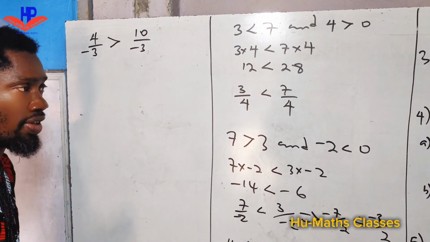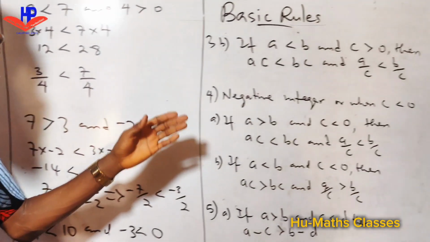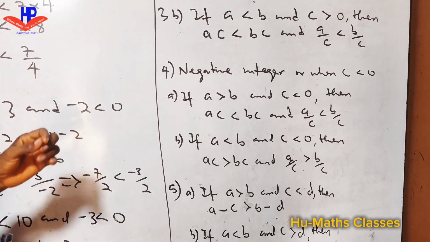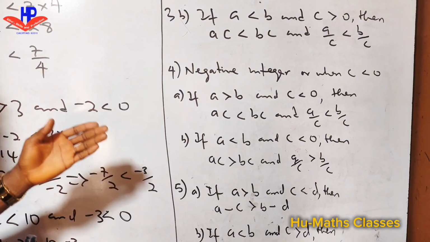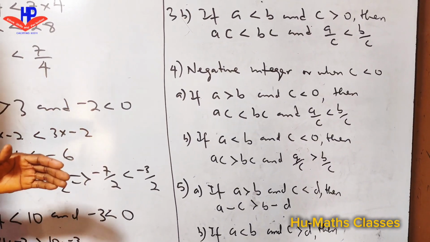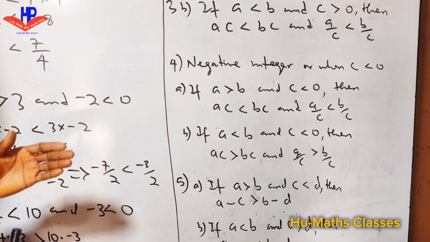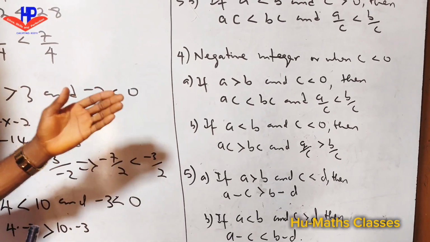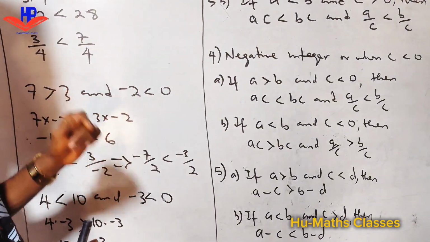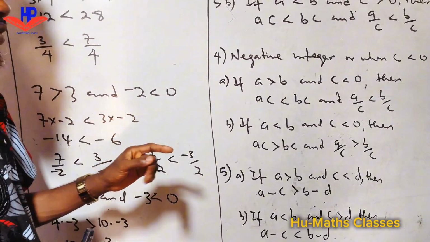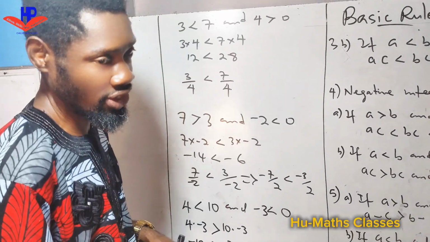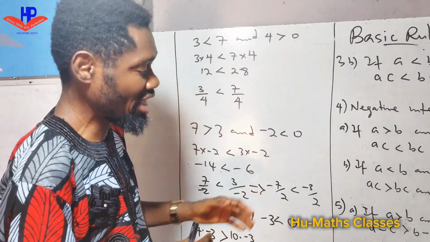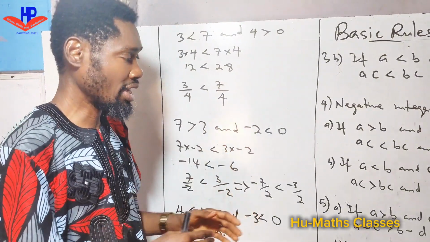So in the negative integer rule, when c is less than 0, the sign of operation changes. If you're multiplying or dividing by a negative number, which is less than 0, your sign will change on both sides, whether a is less than b or a is greater than b. Provided that c is less than 0, the sign of operation will change if you're multiplying both sides by that particular negative integer, or dividing both sides by the same negative integer.